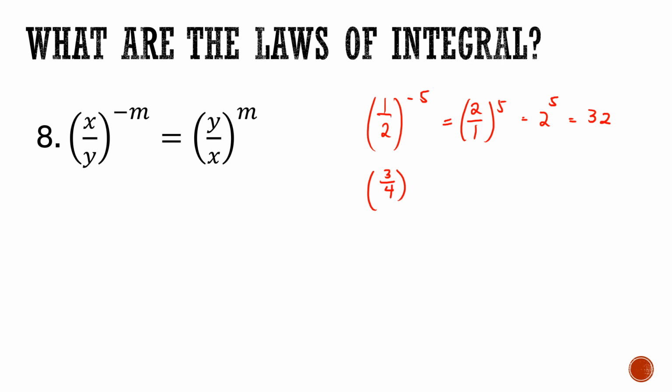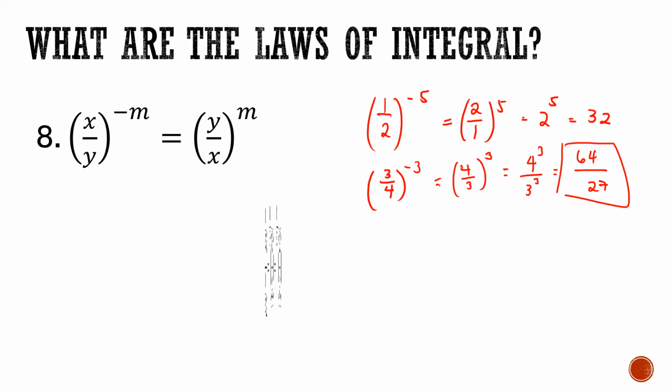Another example is 3 over 4 raised to negative 3. So we have the reciprocal of 3/4, which is 4 over 3 raised to positive 3. Then distribute the exponent 3, or cube, one by one to 4 and 3. So we have 4 cubed over 3 cubed. 4 cubed is 4 times 4, we have 16, times 4, we have 64, over 3 times 3, 9, times 3, we have 27.